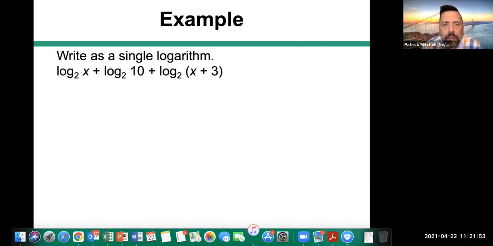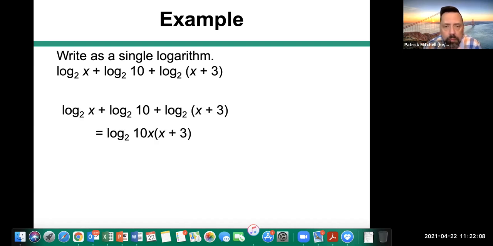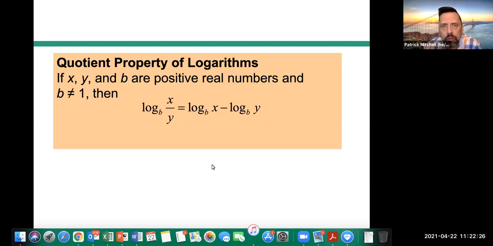Here's a slightly more complicated example. Log base 2 of x plus log base 2 of 10 plus log base 2 of x plus 3. Notice that we're adding 3 logarithms together here. So that would be the log of the product of these 3 things, x times 10 times x plus 3. So that's how they got that. I probably would have shown a little bit more work there, but hopefully you get the idea.